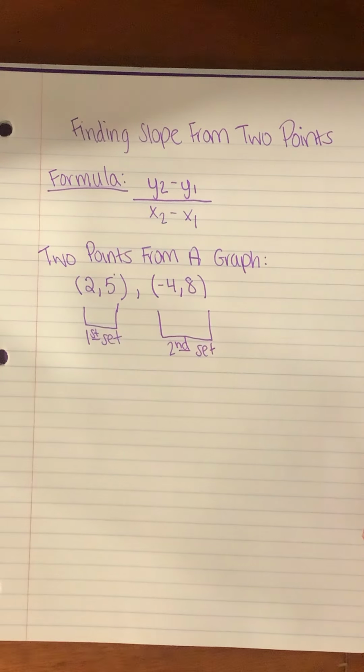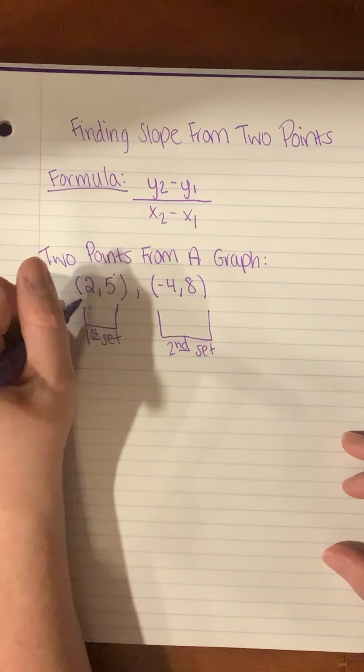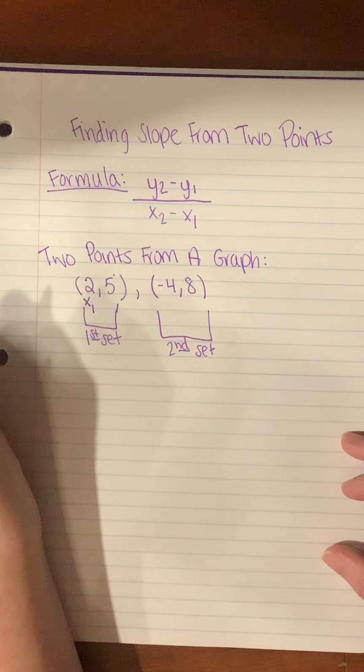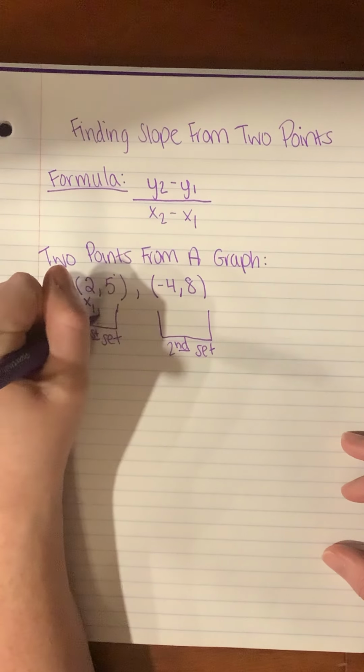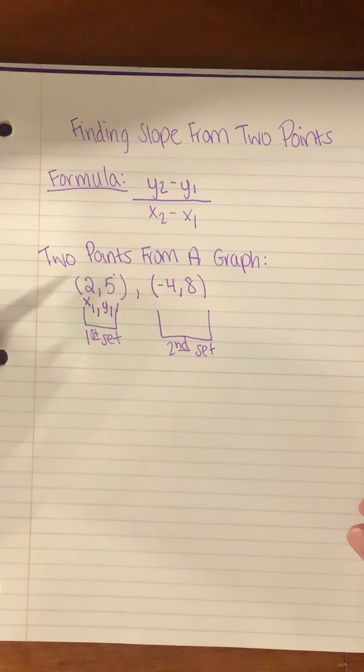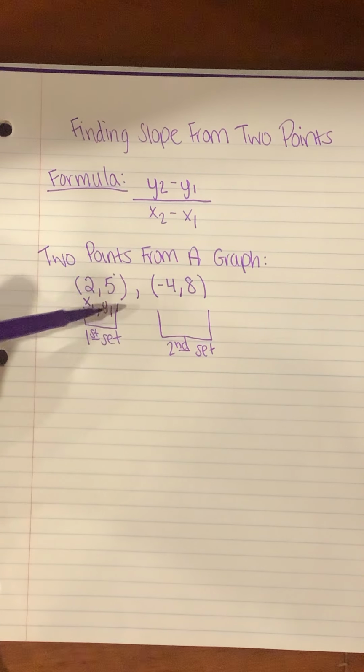And within those sets, we know that when we have a point, our first number is x. So we're going to consider 2 our x1. And our 5 is our y1. So 2 is the first number that's x. And 5 is the first number that's y, or our y1.